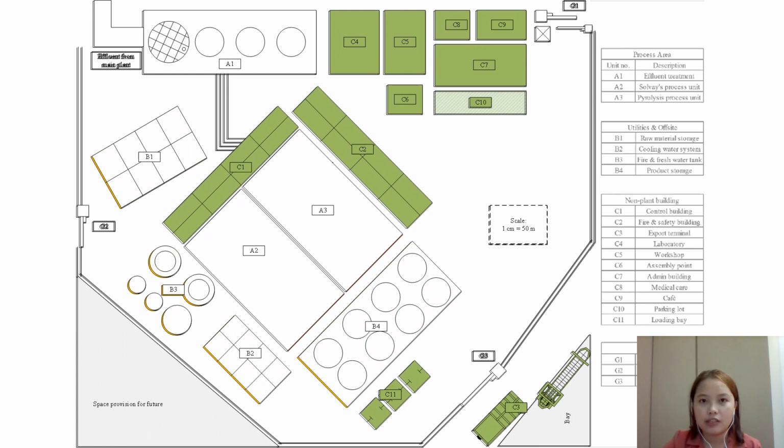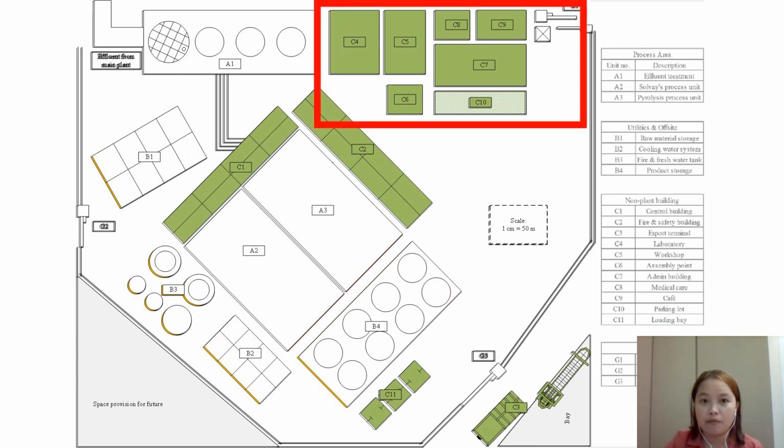For the non-plant buildings, the facilities such as cafe, admin, parking lot, and medical care are located near the main gate to ease the workers to enter and exit the plant area, and they are also located away from the main process area to limit the hazard exposure. And the loading area C11 is located between the product storage and export terminal to ease the export of the product.